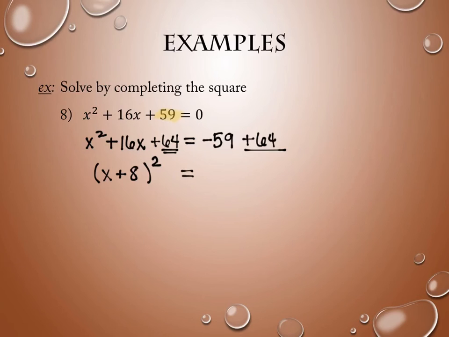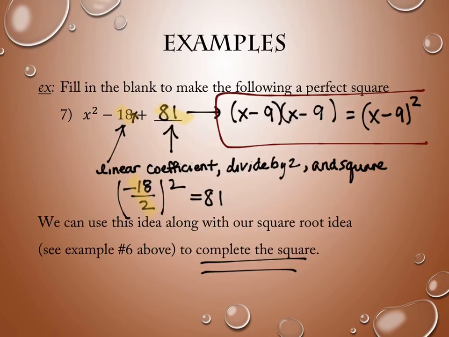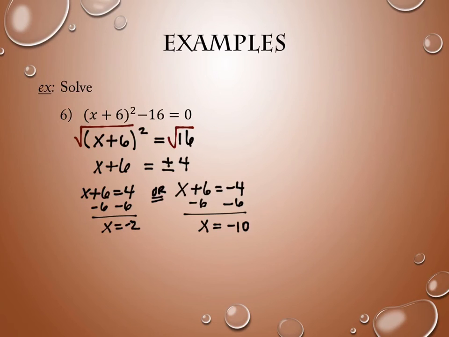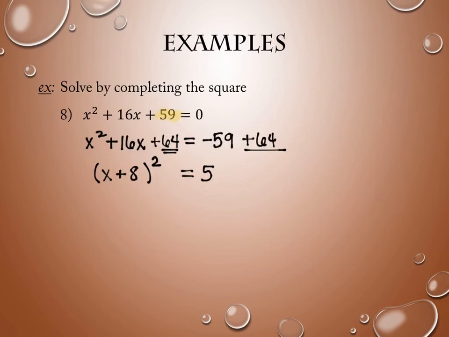What do I have on the right-hand side? I have 5. And now the problem actually looks like this one, right? This was x plus 6 squared equals 16. I have x plus 8 squared equals 5. So what would my next step be?